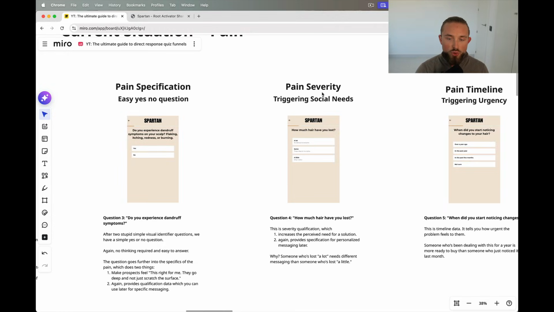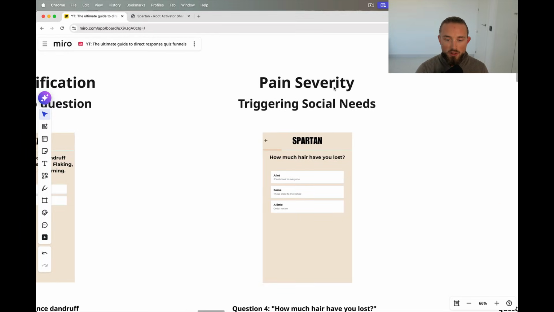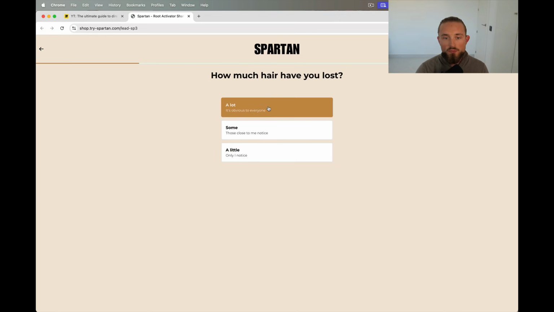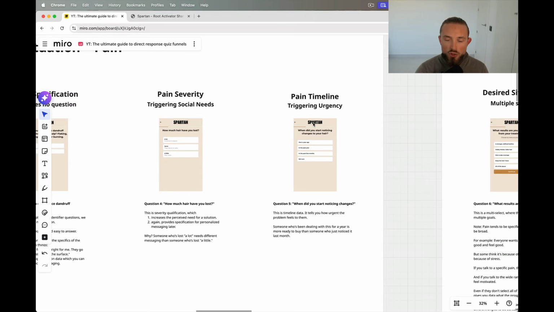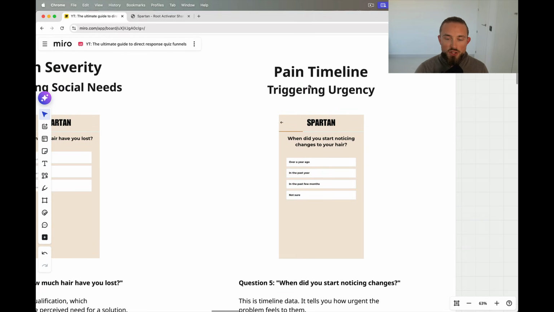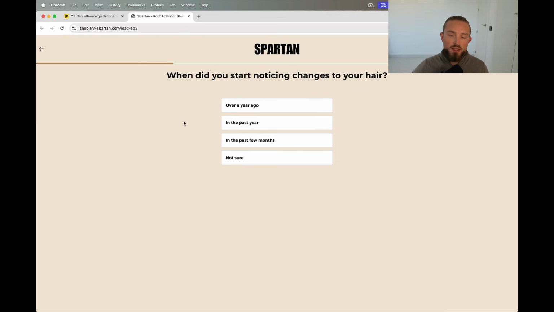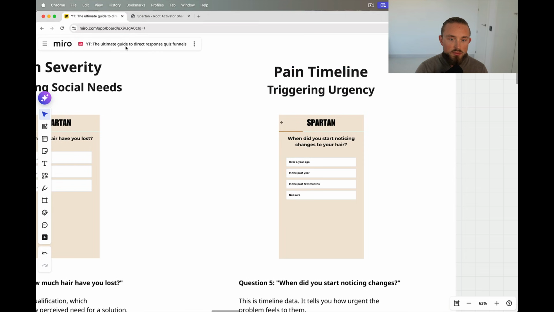The next follow-up question is pain severity, just to get a better understanding of how big the pain point is for them right now. I would just put a lot. And the last question that we ask them about their current situation is the pain timeline. Here we want to trigger urgency and ask them, when did you first start noticing changes to your hair? I will just put over a year ago.